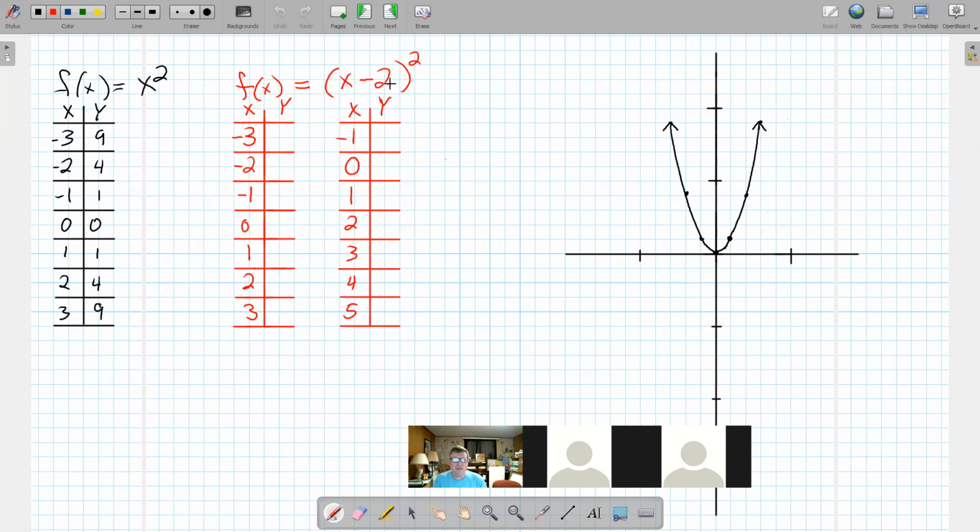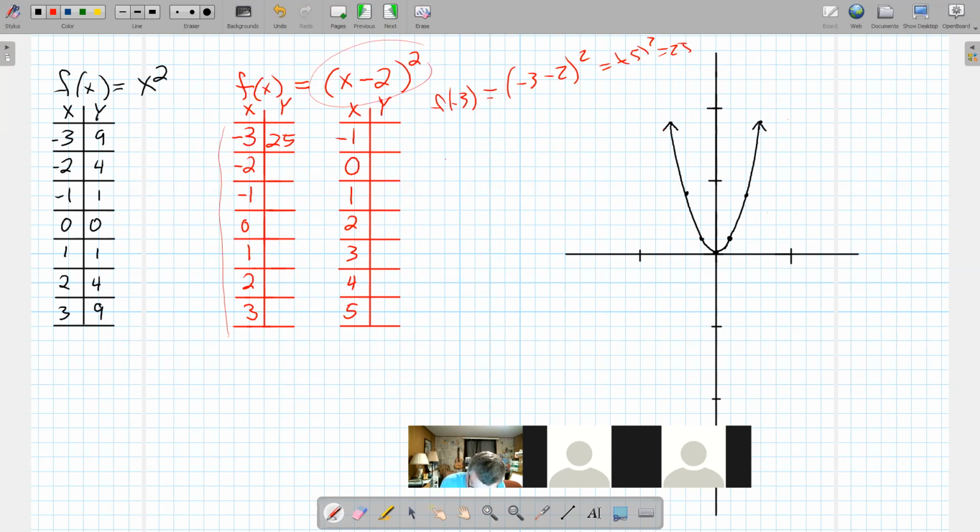Now, let's take a look at this, and now we're going to have a -2, but it's not outside, it's inside the square. Okay? So with this first table, I'm going to plug those x values into the function and see what happens. When x is -3, f of -3 would be (-3 minus 2) squared, which is (-5) squared, which is 25.